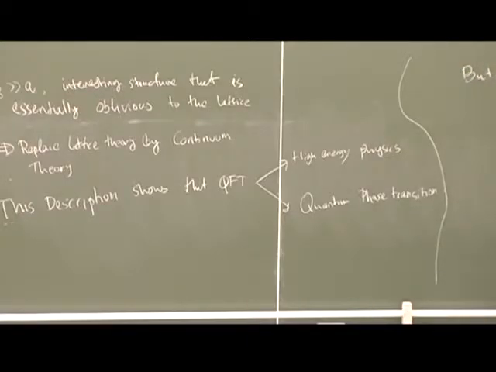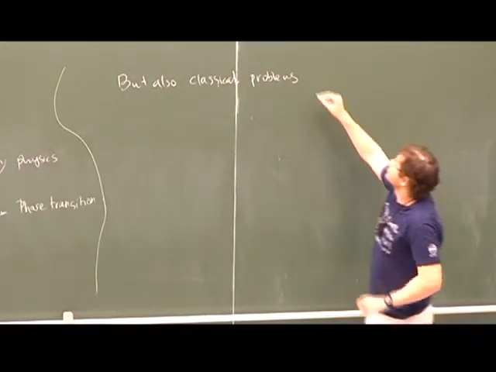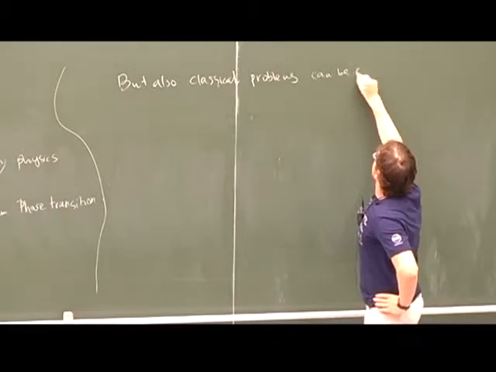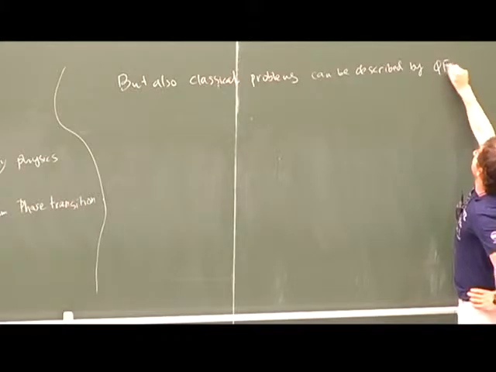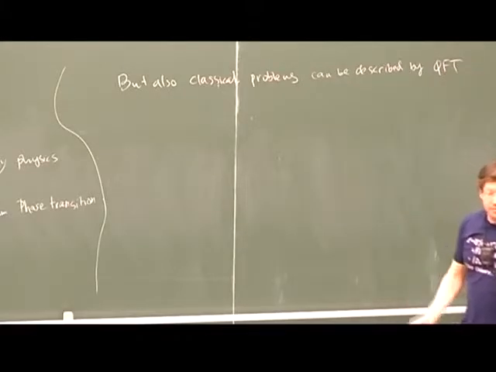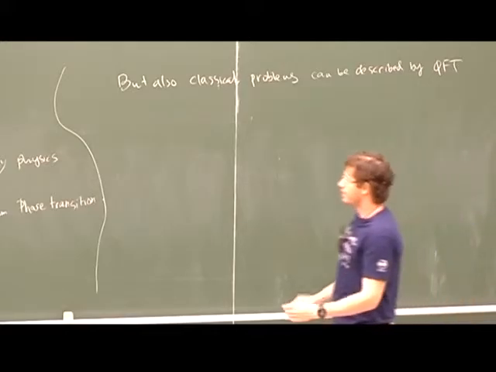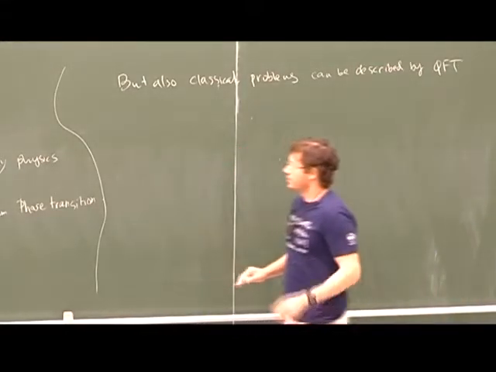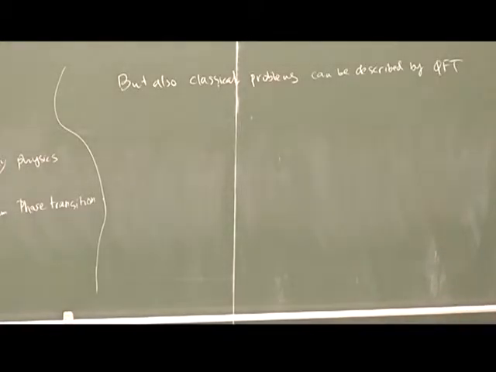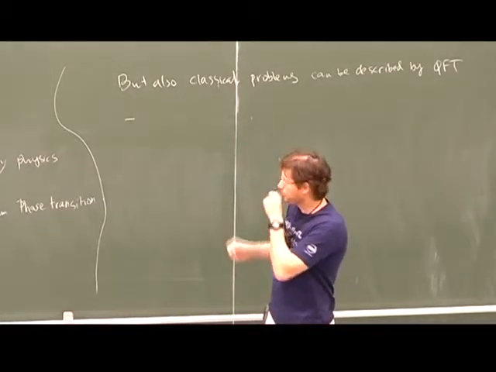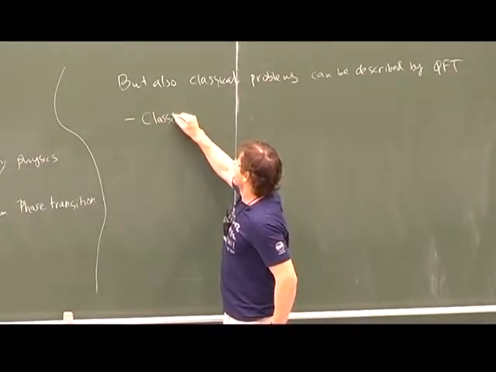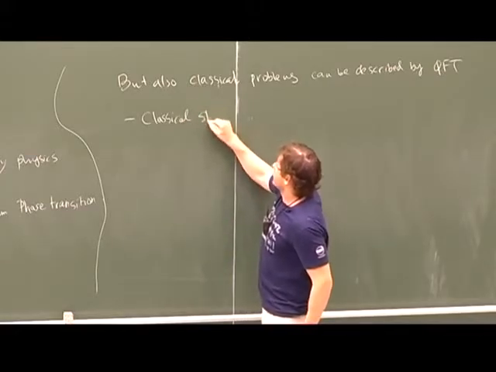But also problems in classical physics can be mathematically described by quantum field theory, even though they are not quantum. I will now discuss two kinds of classical problems that are described by quantum field theory, just to motivate the whole idea. And in both, the renormalization group plays a pivotal role. So the first one is classical statistical systems. So this is just stat mech, classical statistical systems.